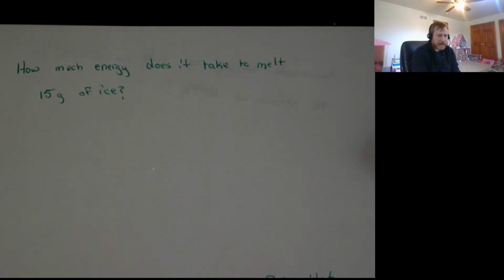But let's not get ahead of ourselves. So first off, let's take a look at a simple phase transition problem. Okay, and a problem might look like this: how much energy does it take to melt 15 grams of ice? So in order to solve this problem, we need two things. We need a formula, and then there's a known quantity that we're going to have to use that's been experimentally determined for water. And so let's tackle both of those things first.